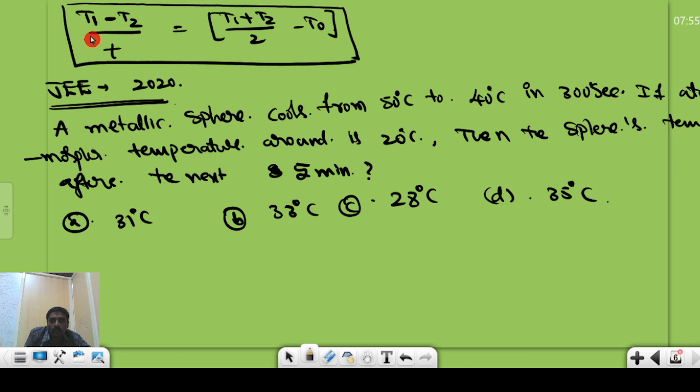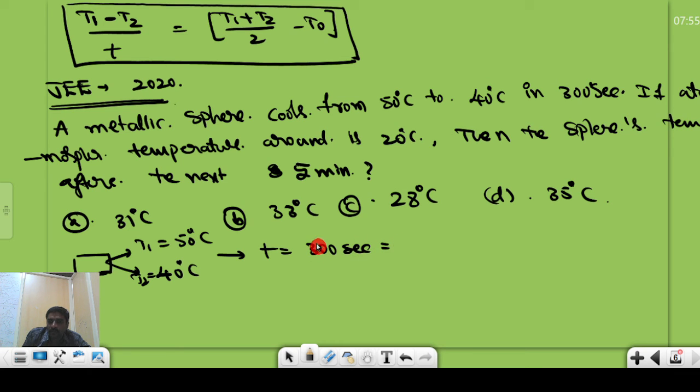Now use the above concept in this equation. Let me take this as the hot body. What is the initial temperature of the hot body? The initial temperature T1 is equal to 50 degrees centigrade. What final temperature does it attain? T2 is equal to 40 degrees centigrade. In how much time? The time is equal to 300 seconds, which is the time in seconds.